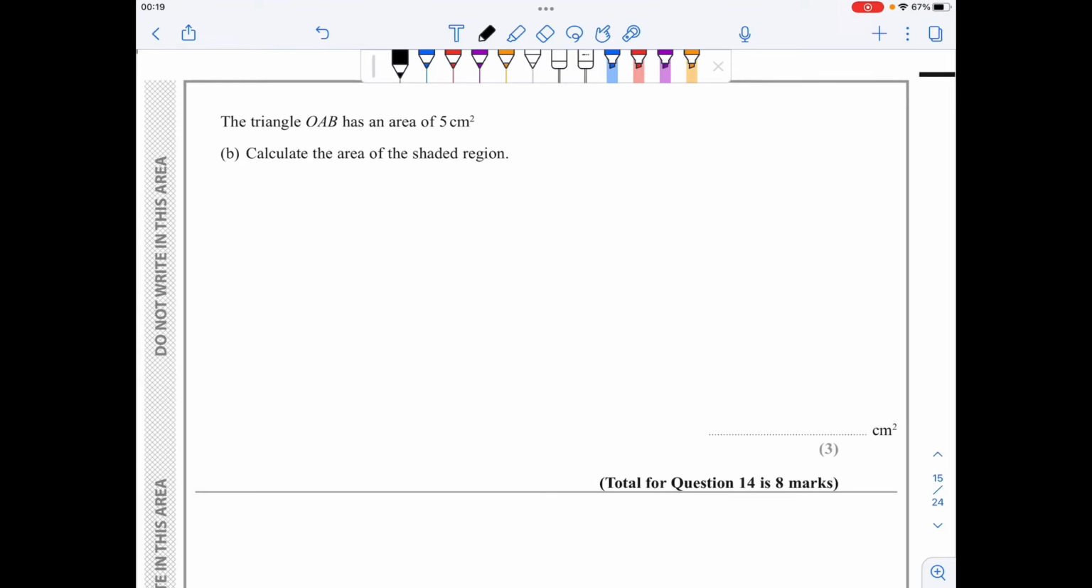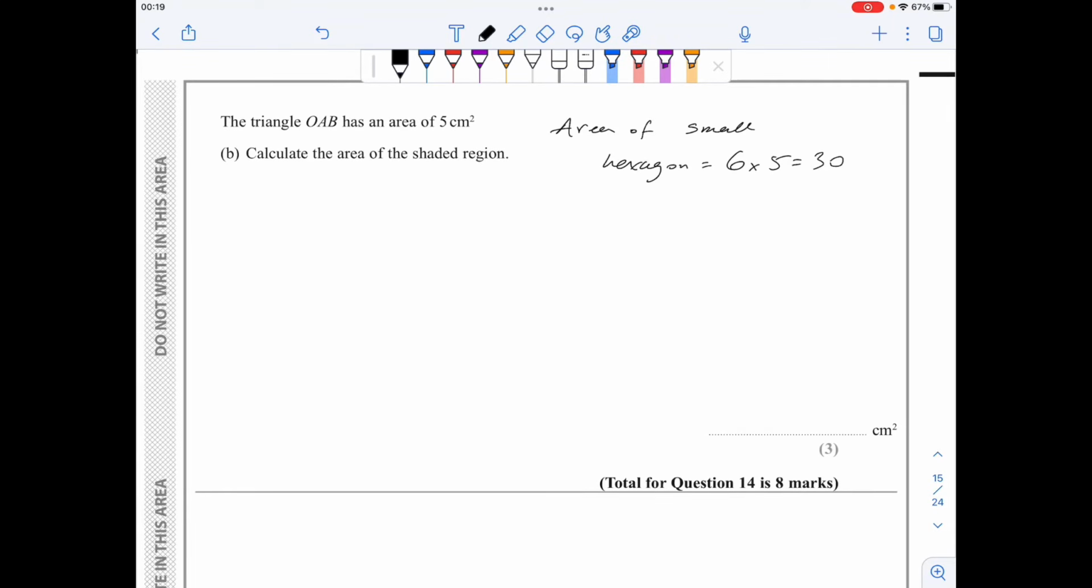For part B, we are given the triangle OAB. That's one of the small triangles, has an area of 5 cm squared. So the area of the small hexagon is equal to 6 times 5, which is 30.